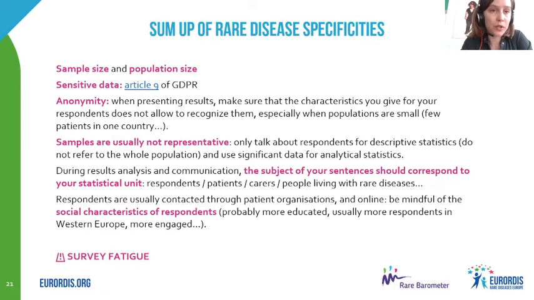Also because sometimes there are very few people with one disease, taking away their name may not be enough to ensure anonymity. So you have to be mindful that if you have only 10 people who answer a survey, if you give a lot of information on their answers, they may be recognizable. So it's not just taking out the names, it's being mindful that people cannot really be recognized.